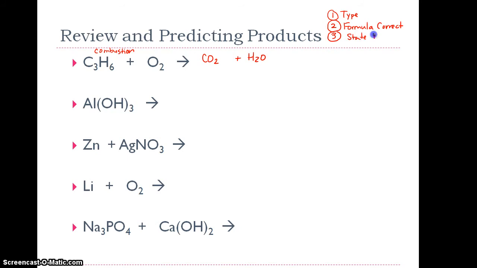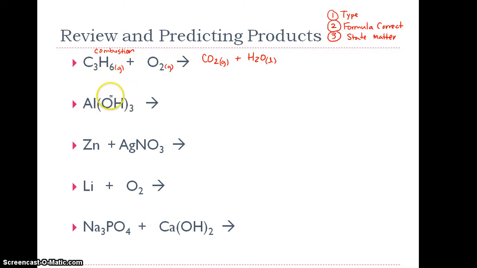And then the third step is to always write the state of matter. So is it a solid? Is it a gas? Is it a liquid? We know that water, of course, is a liquid. CO2 is a gas. O2 is a gas. And the carbon compound has to be a gas. Okay.